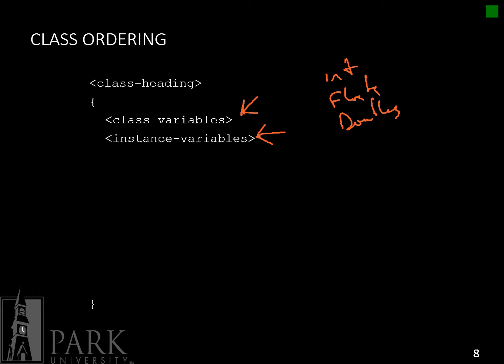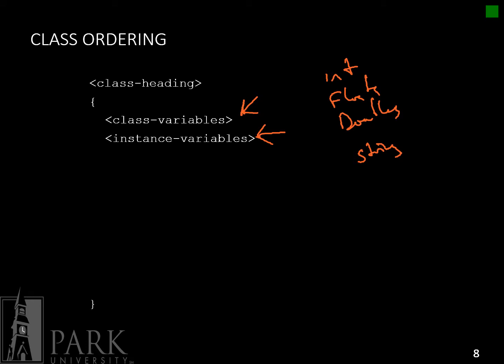And then after primitives, I start using my reference objects. So like strings and whatever else I might have are going to show up in that order. Okay, so that's just one way to do it. Something to think about for your own coding standards.